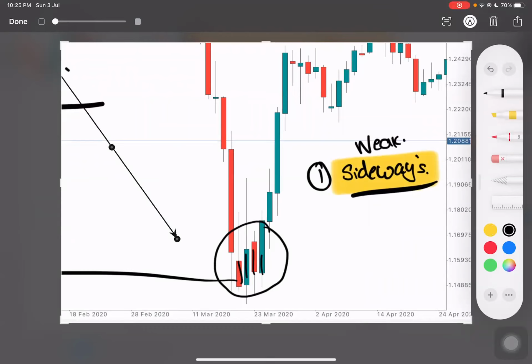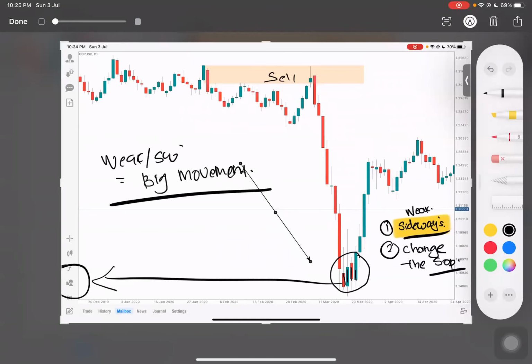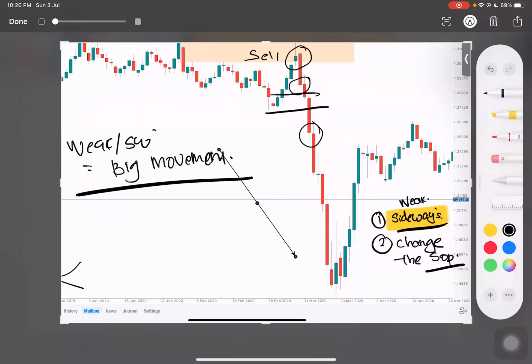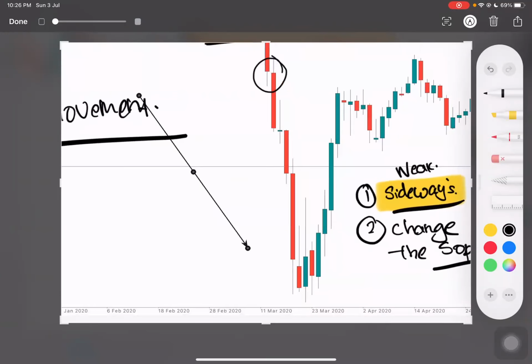The second one, what does price start to do? Price starts to change the SOP, price starts to change the movement. For example, from here until here, price keeps on doing engulfing sell, dominant sell, engulfing fail sell, dominant sell, all the downtrend movement. But from here, whenever price starts to go sideways, price starts to change the movement.